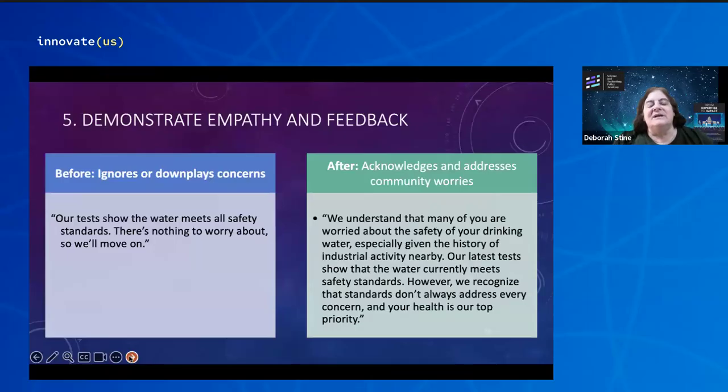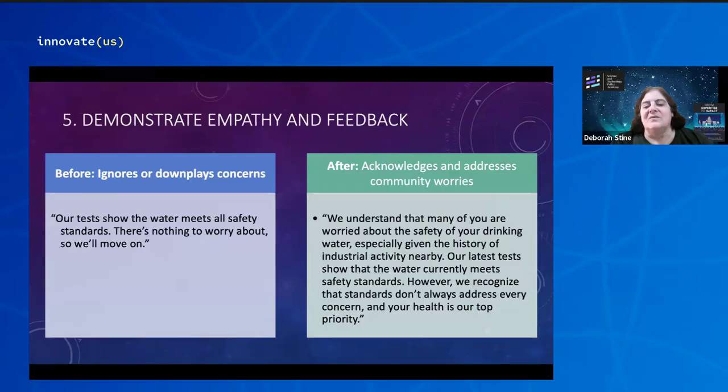Okay, so the last tip here is to demonstrate empathy and feedback. Rather than, you almost heard this exact statement in the Flint example, which is: our tests show the water meets all safety standards. There's nothing to worry about, so we'll move on.